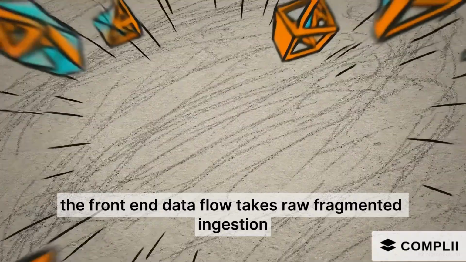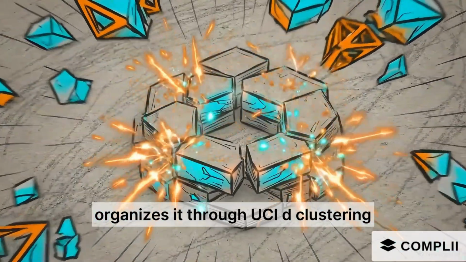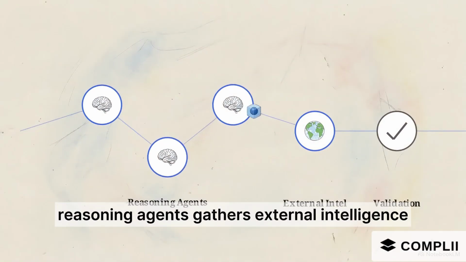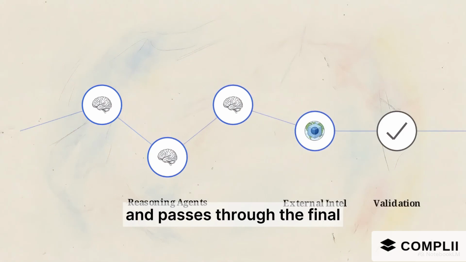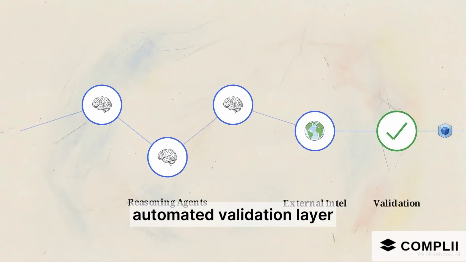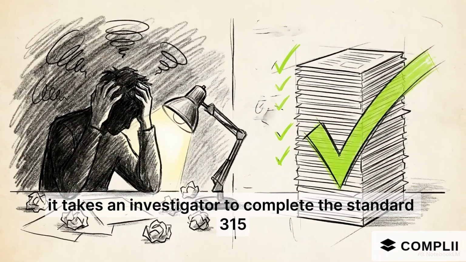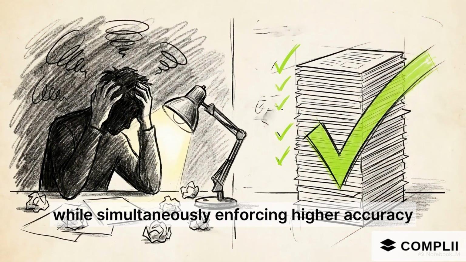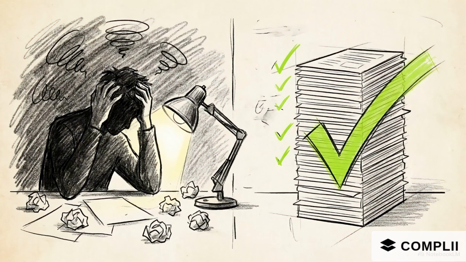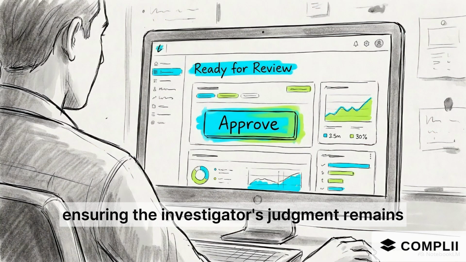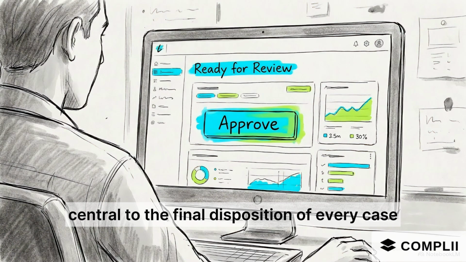The front-end data flow takes raw, fragmented ingestion, organizes it through UCID clustering, and secures it behind the privacy guard in milliseconds. The data then moves rapidly through the specialized reasoning agents, gathers external intelligence, and passes through the final automated validation layer. This orchestrated architecture executes in a fraction of the time it takes an investigator to complete the standard 315-minute manual drafting process, while simultaneously enforcing higher accuracy. This architecture maximizes human-in-the-loop efficiency, ensuring the investigator's judgment remains central to the final disposition of every case.